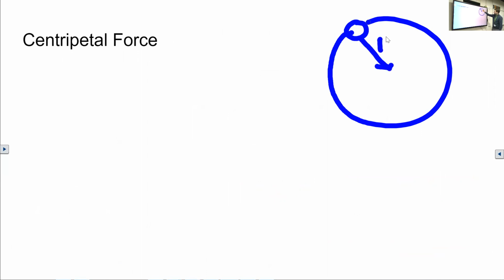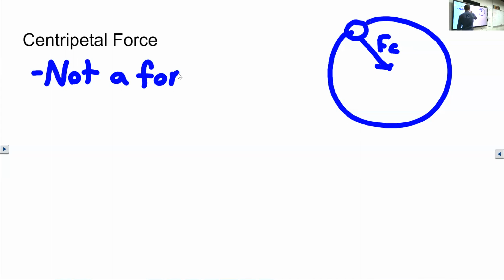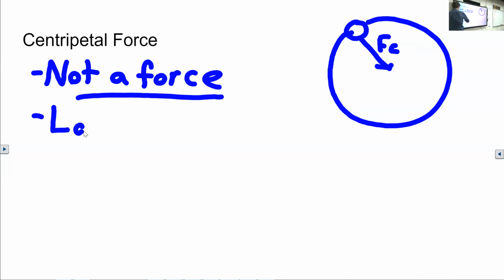So there's a lot of confusion around centripetal force. Normally, I think you guys did a great job this year of not falling into many of the traps. But number one, it's not a force by itself. Centripetal force is a label that we give to forces.